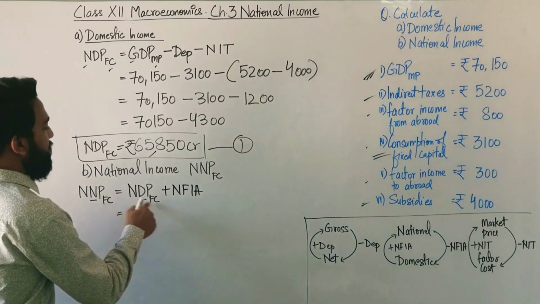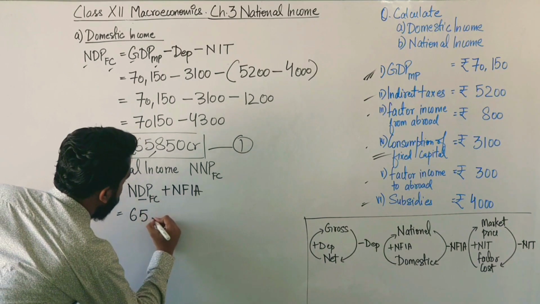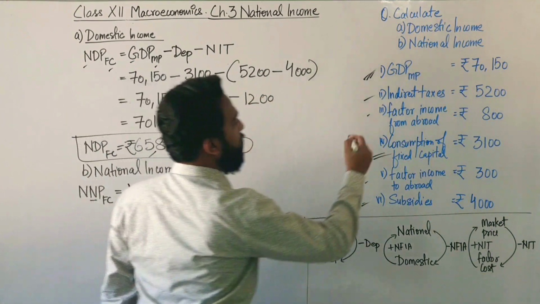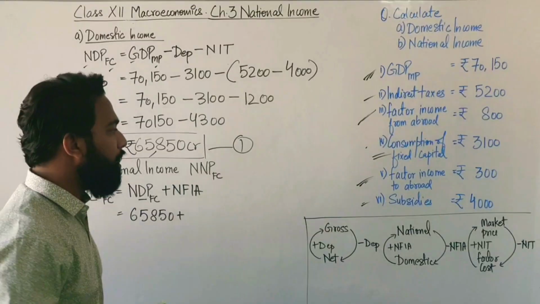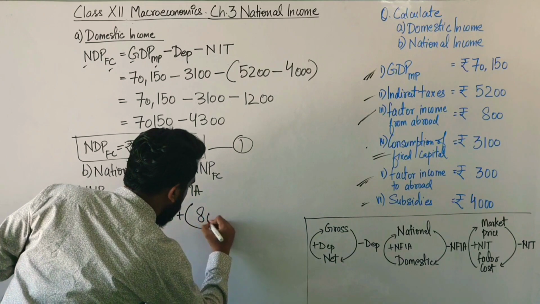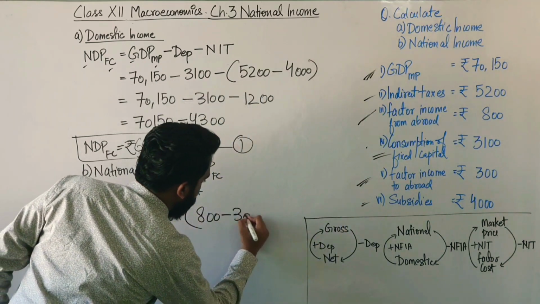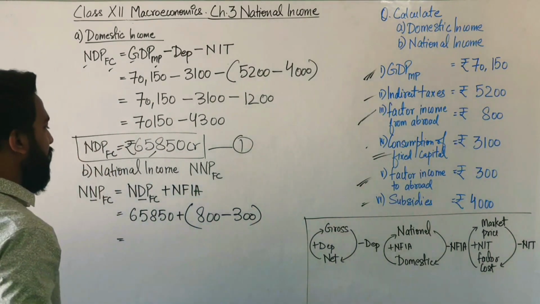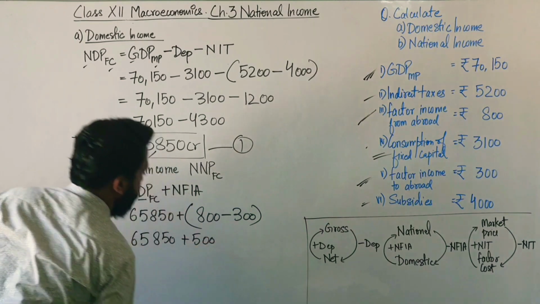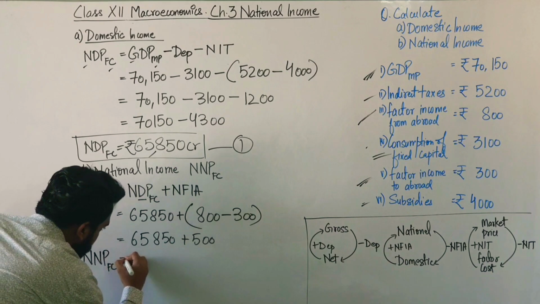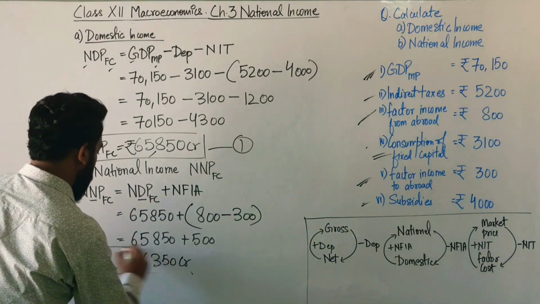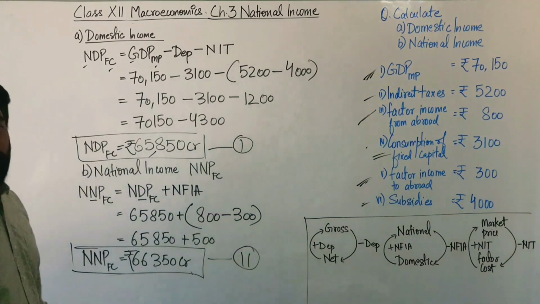Now, let's put down the value. NDPFC, that is 65,850 crore. And what is NFIA, net factor income from abroad? No. But the components are given, which is factor income from abroad minus factor income to abroad. Received minus paid, which is from abroad, which is 800, and to abroad is 300. Now, we can get the NFIA, which is 65,850 plus 500. Value of NNPFC will be 66,350 crore rupees. So this is your national income. This is your second part of answer. Is that clear, students? Okay.